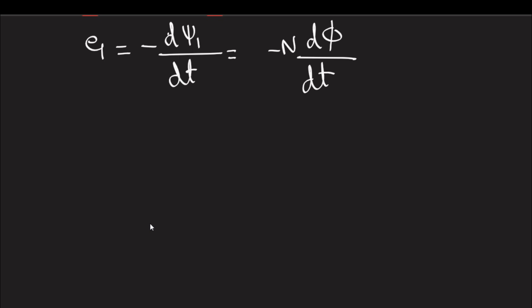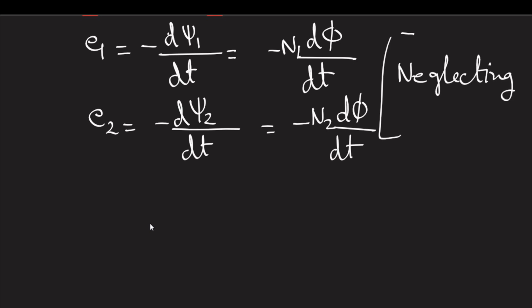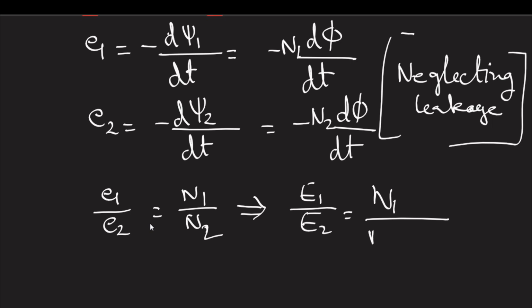Now, if we neglect leakage, E2 is N2 d phi by dt. Neglecting leakage, from this we get E1 by E2 is equal to N1 by N2. As the amount of leakage flux is very small, we can still have this approximation, E1 by E2 is equal to N1 by N2, in all conditions. The RMS value of induced EMF is proportional to N1.